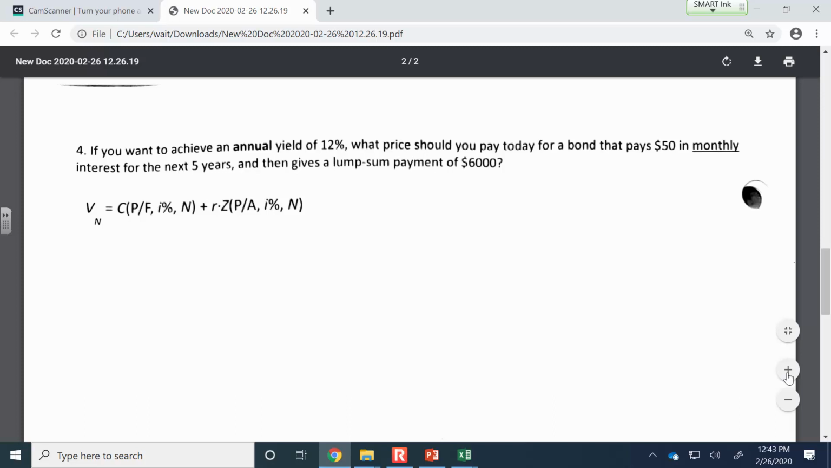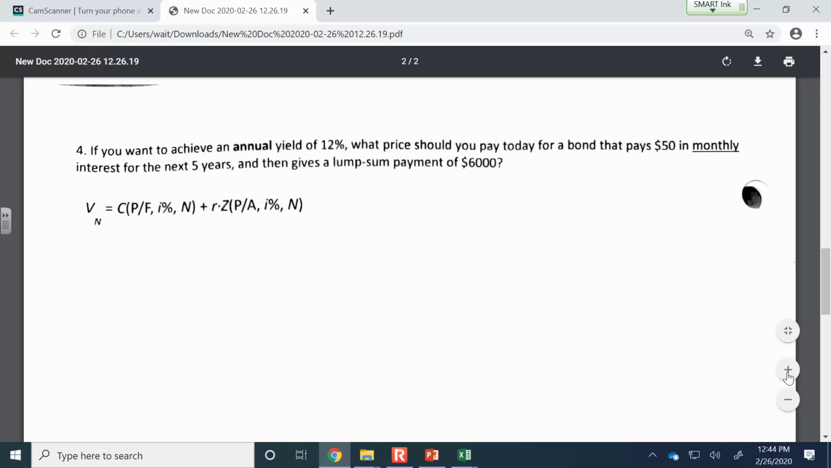Okay, so we've got this bond problem where what we're trying to do is find out the value in today's terms of the two components of the bond's value. And so you get money back. The way you get your money back is, number one, the periodic interest payments, and then a single lump sum some time in the future.